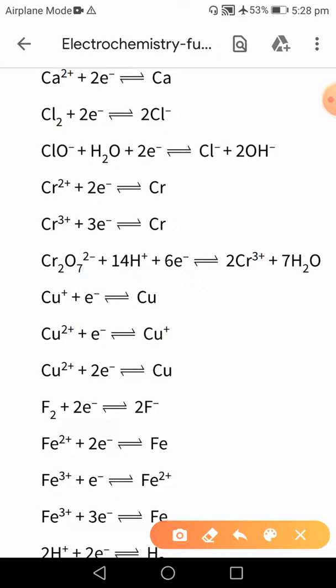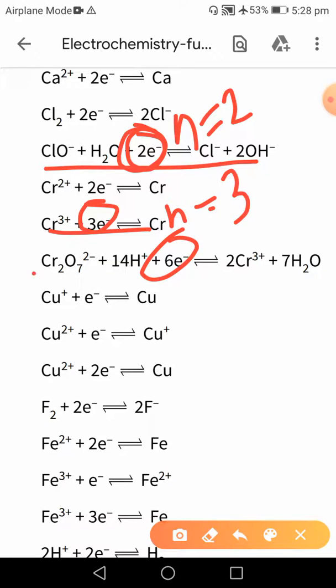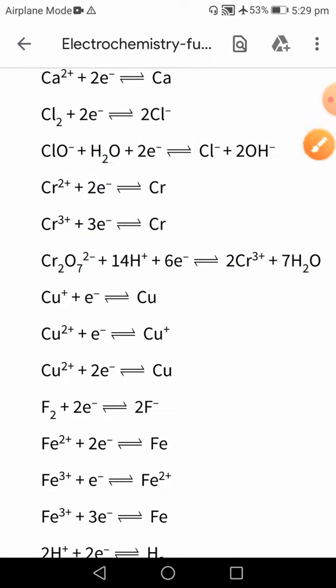Now, talking about N in the Nernst equation, N is the number of electrons in the electrode equation. For instance, look at this equation. How many electrons are here? 2 electrons. So for this equation, N is equal to 2. Look at this equation. How many electrons are here? 3. So N will be equal to 3. And for this equation, N will be equal to 6. So that is N.